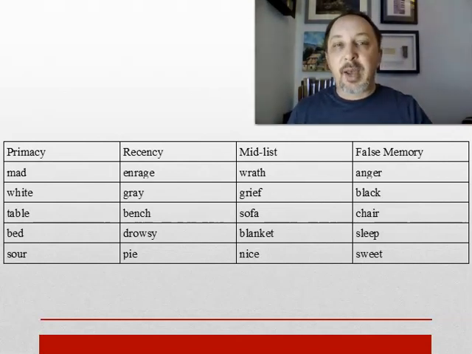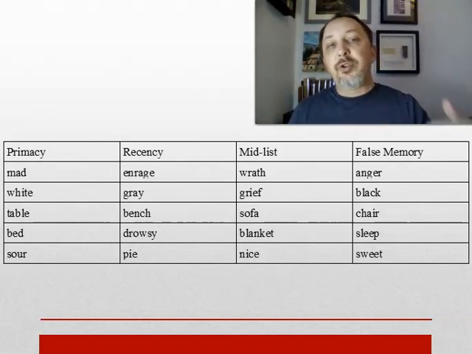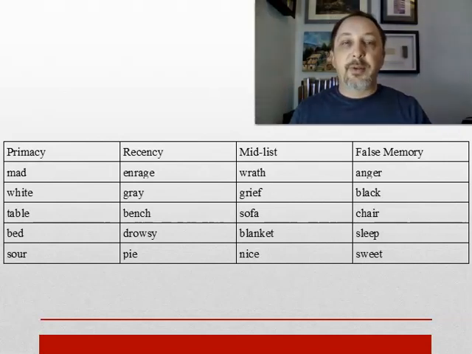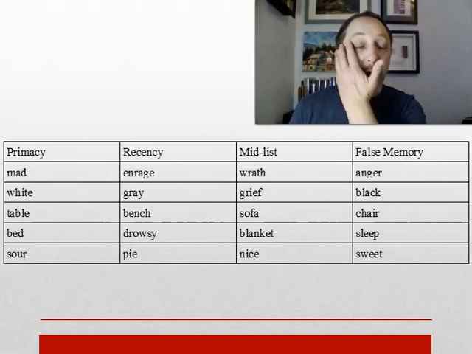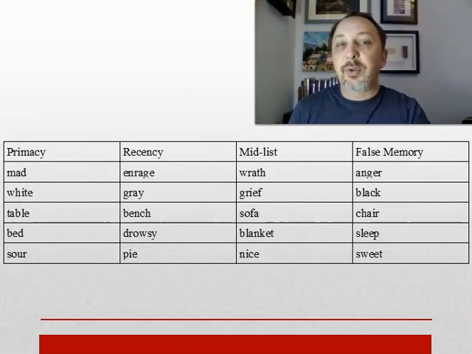So there's a couple things that happen with recency. The way we did this experiment, you should do really good on recency because it's the last thing you heard before you started writing down your list. I mean, that makes sense, right? It should be sticking right there. So even though primacy is always a strong effect, recency is really strong when you do what's called immediate recall.